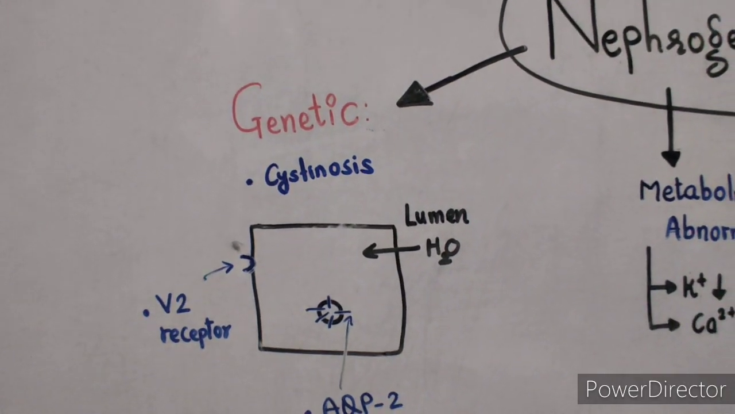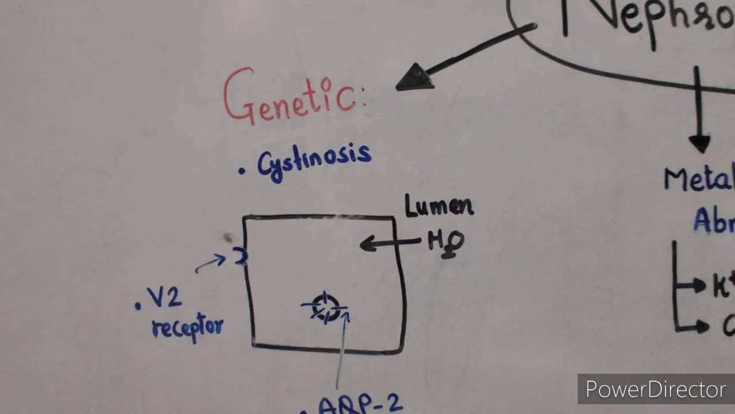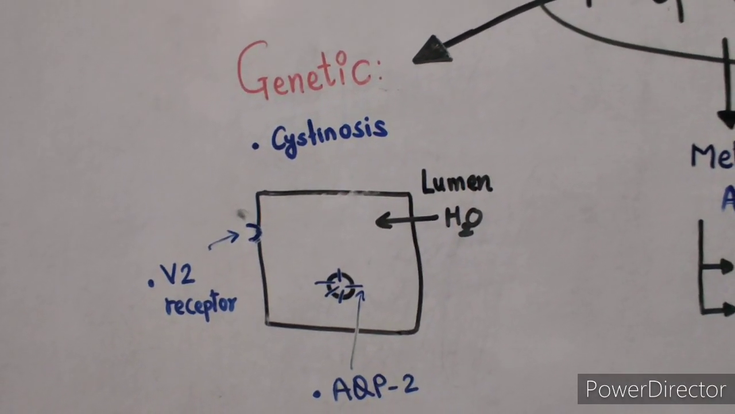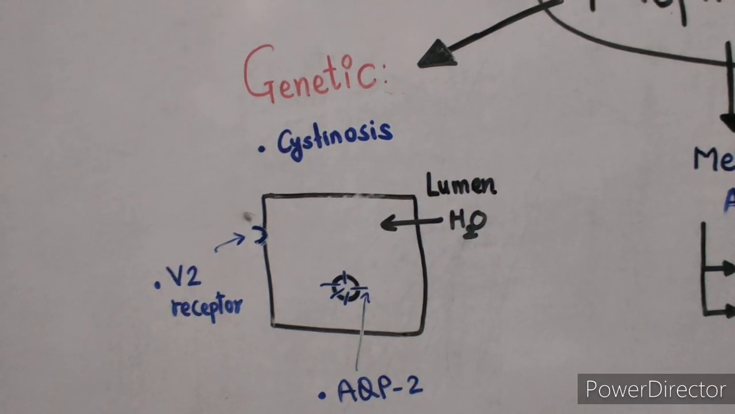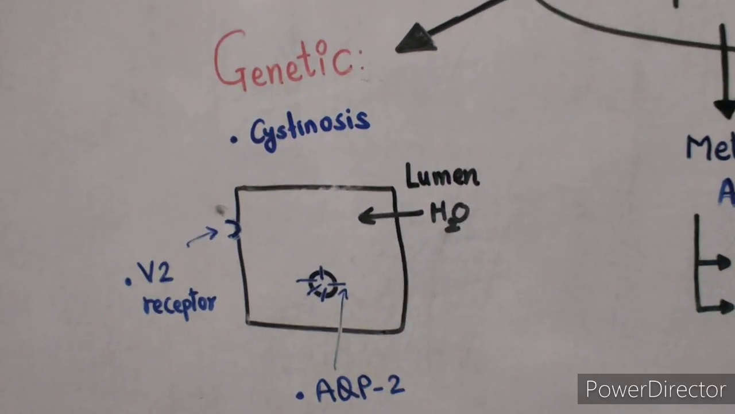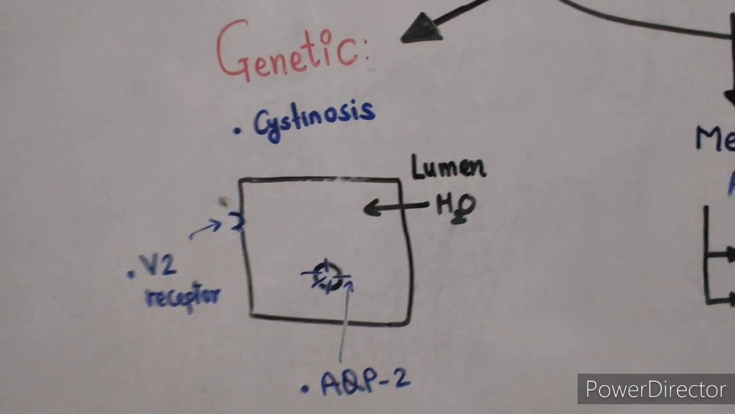Cystinosis is an autosomal recessive genetic disorder in which there is accumulation of the amino acid cysteine in the lysosomes, and it forms crystals inside the cell and damages the cell. Especially the kidneys and eyes are affected in the genetic disorder cystinosis.